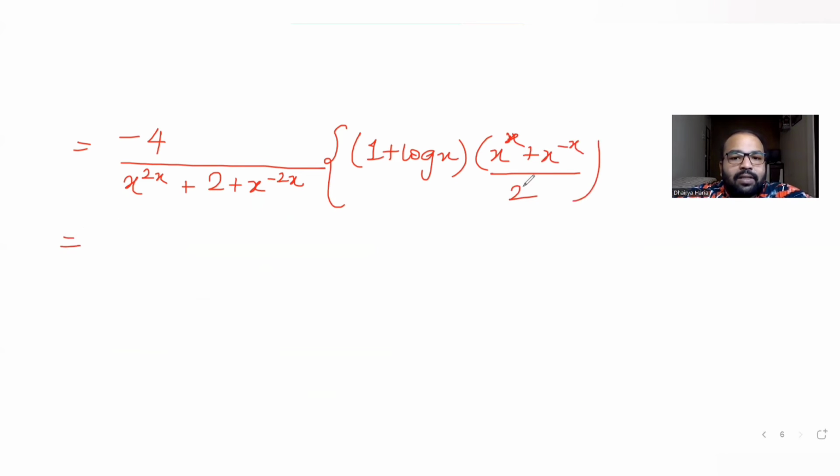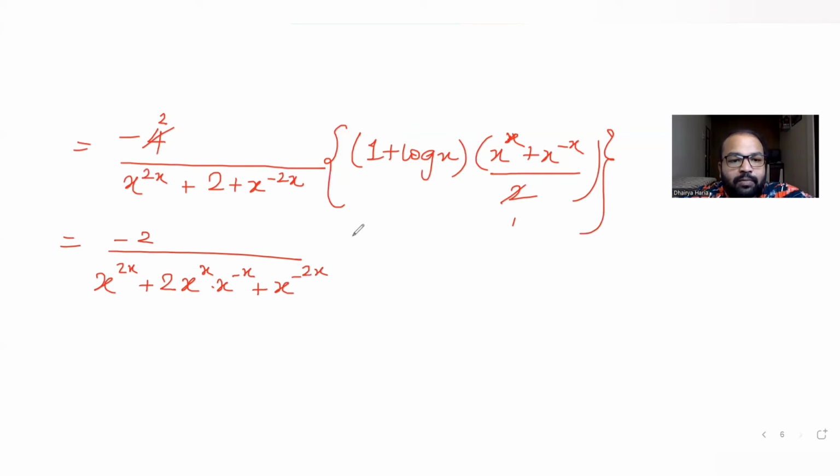Now, I can cancel this 2 first because it's a multiplication. 2 ones are, 2 twos are. So we have minus 2. Again, I can write this as x raised to 2x plus 2. If here nothing is there, means 2 is multiplied with 1, right? So I can write this as 2 into 1, or I can also write it as 2 into x raised to x into x raised to minus x, because the product is actually 1, because these will cancel each other. Plus x raised to minus 2x multiplied with 1 plus log x into x raised to x plus x raised to minus x.